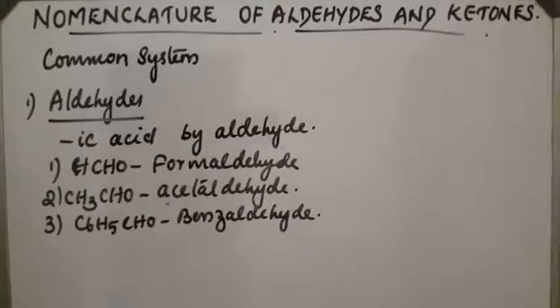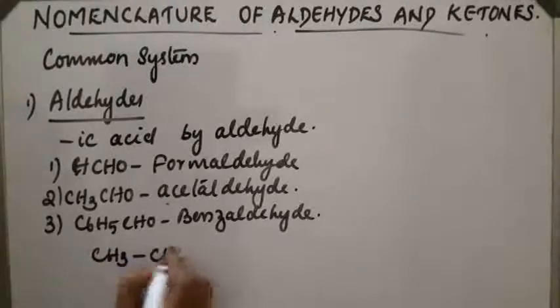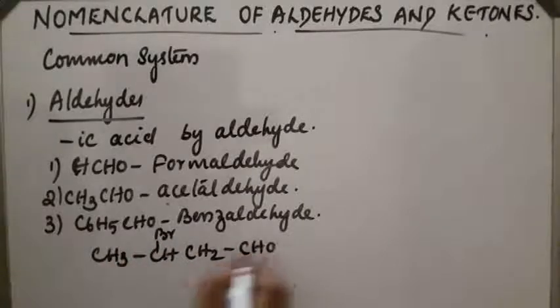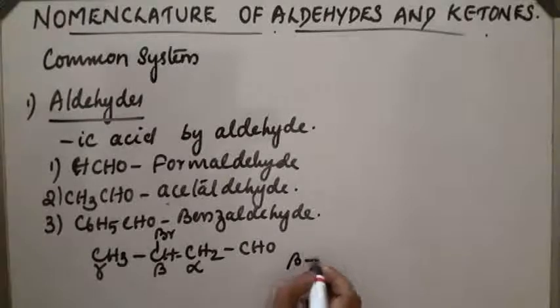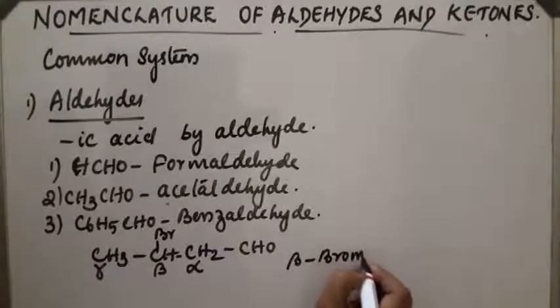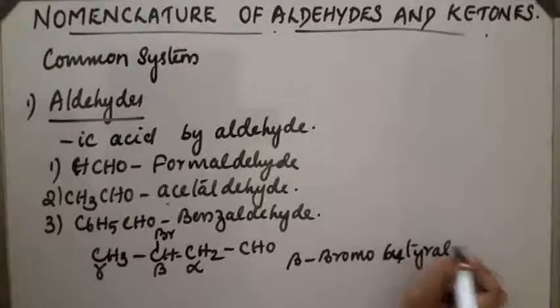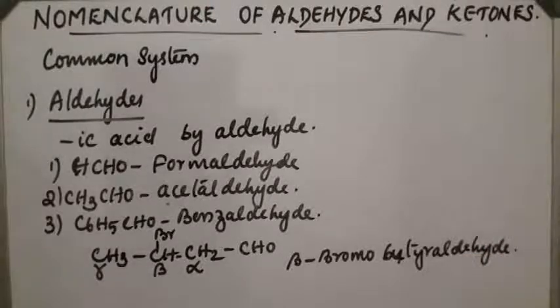Next, if substituents are present in the compounds, how can we indicate them? Take one example, CH3CHBrCH2CHO. This will be the alpha carbon, beta carbon, gamma carbon. So the name of the compound will be beta-bromobutyraldehyde. This will be the name of this compound.